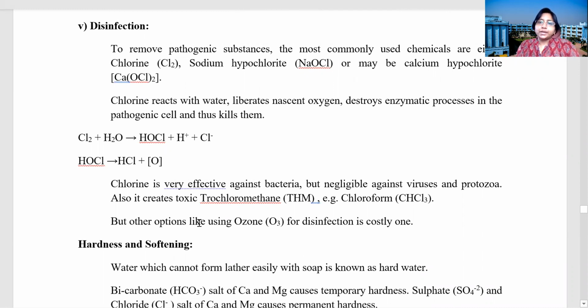In European countries, they use ozone for the purification process, but it is very costly. So in India, we can't use it.